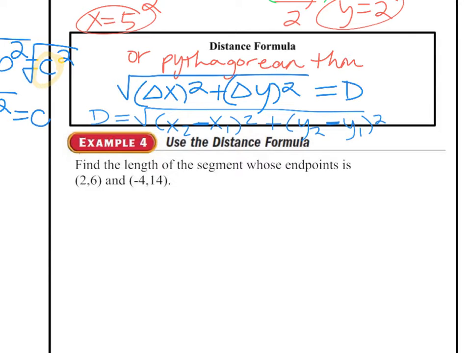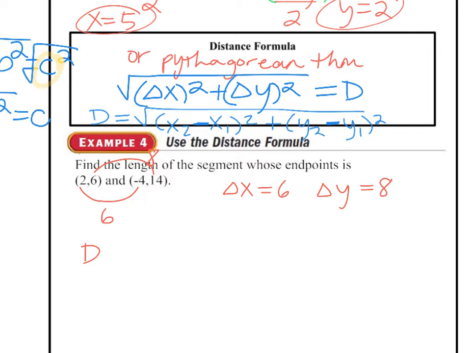You can plug in with the distance formula. That's fine, and I'll do that. But you could also just see how much they change. So what's the change from 2 to negative 4? There's 6 spaces between those, right? Yep. And how many spaces between 6 and 14? 8. So I know that my change in x is 6, and my change in y is 8. I'm going to do that with the subtraction, and you're going to see that I get the exact same thing, which is why it's not really necessary. Okay? But you can use it.